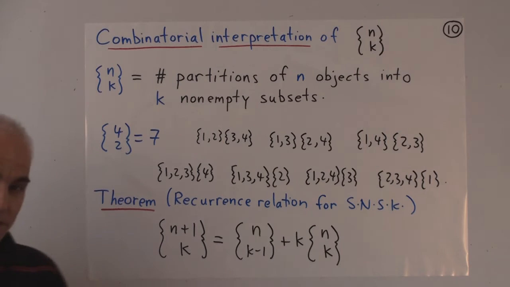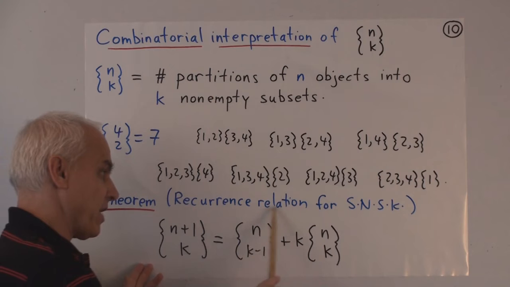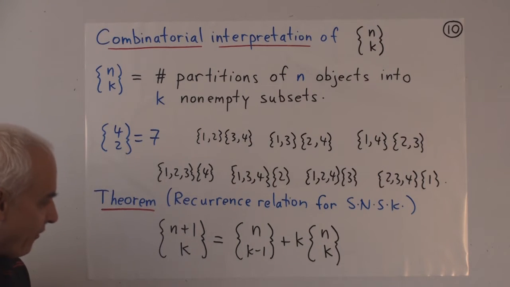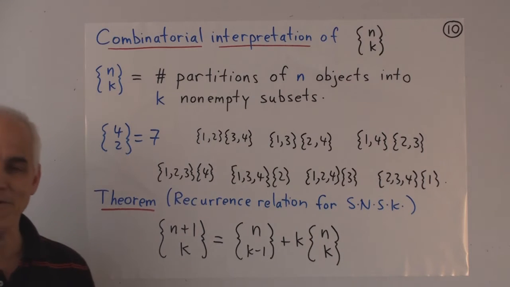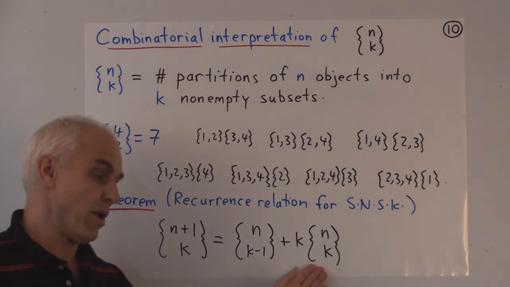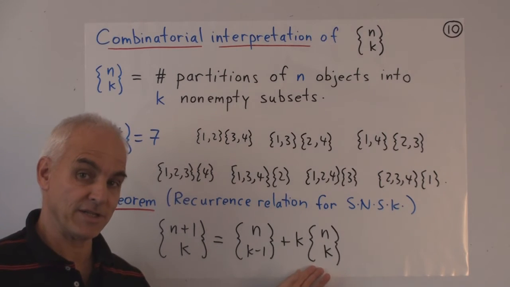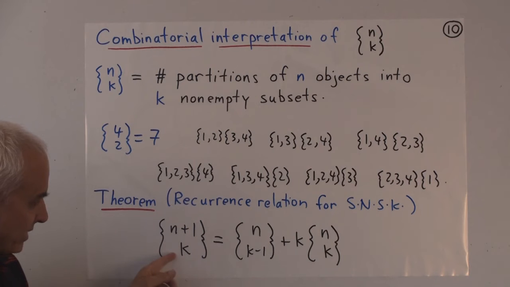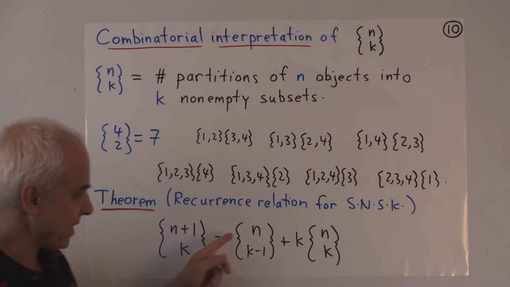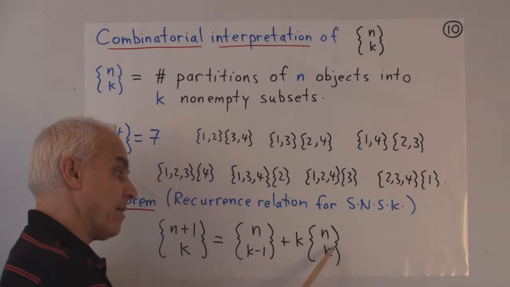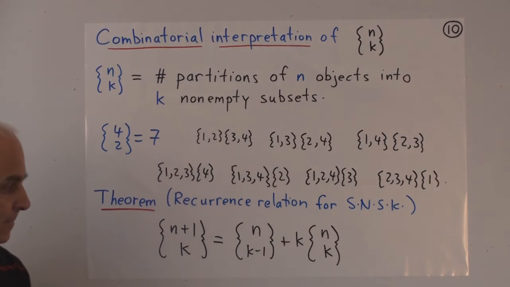Now, just as for the Stirling numbers of the first kind, the Stirling numbers of the second kind also satisfy a recurrence relation. And it's very much the same as the one for the Stirling numbers of the first kind, and almost the same as the one for the binomial coefficients in Pascal's triangle. It's n plus 1 brace k equals n brace k minus 1 plus k times n brace k.